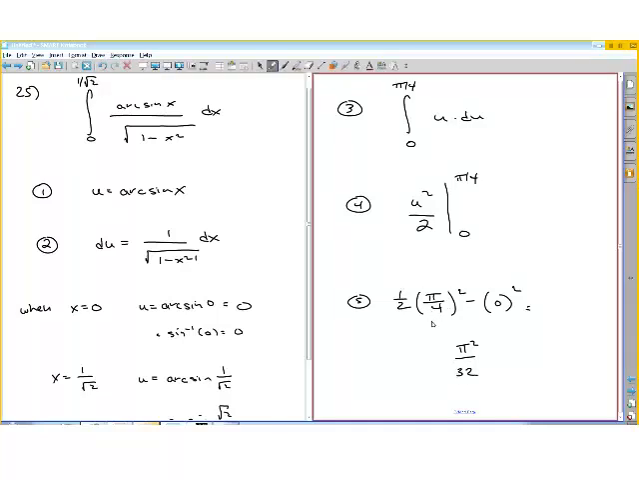So 4 squared is 16 times 2 is 32. So that's the integral, the original integral. Pi squared over 32. And if you calculate that out, it just comes out to 0.308.